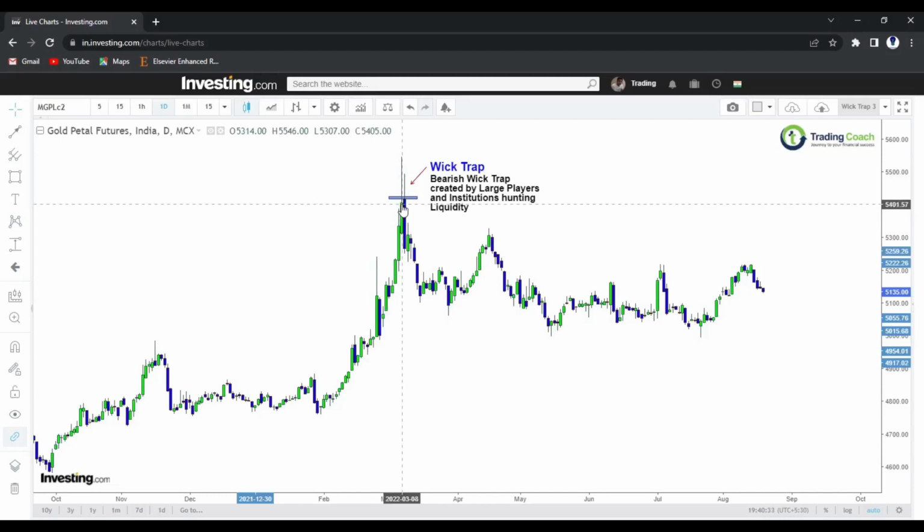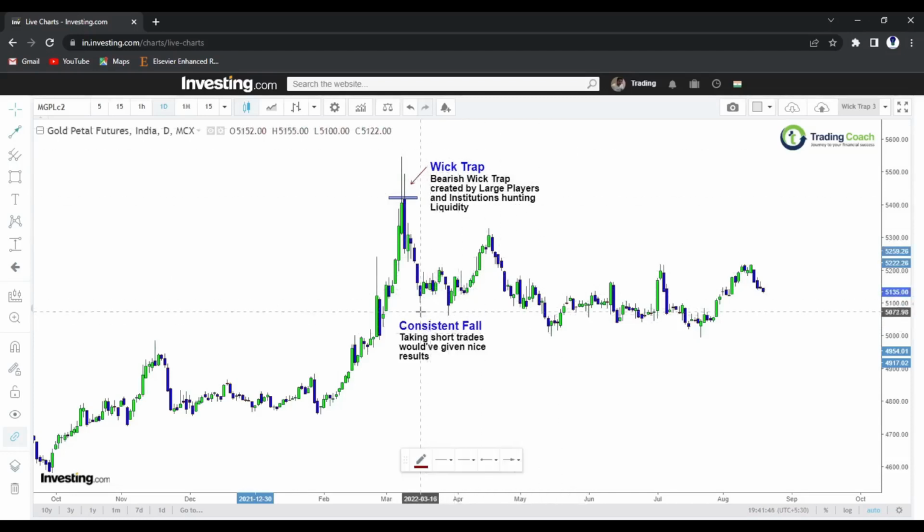What's happening here is these large players and institutions are actually trying to hunt the liquidity. All the buyers who jumped into this rally at the edge of this particular rally got trapped on the price. These large players and institutions sold it right back to them. So people who bought gold futures bought it exactly from these large institutions and big players. And as you can see, right after this large wick, the prices consistently have fallen down, isn't it?